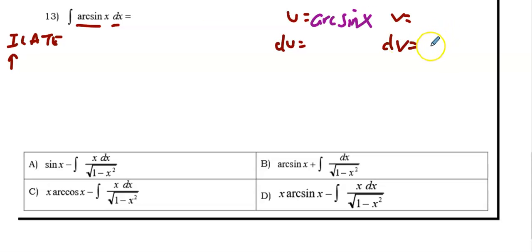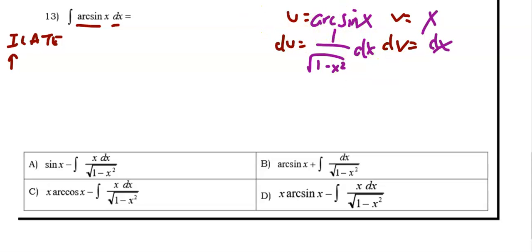And then dv is simply going to be dx. And so, just like I said prior to this, it's easy to integrate 1, right? 1 dx is simply just going to be x. And the derivative of arc sine is going to be 1 over the square root of 1 minus x squared dx. It's really easy for us to take the derivative of that.